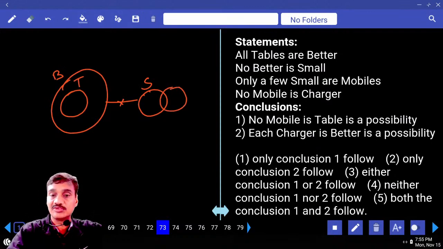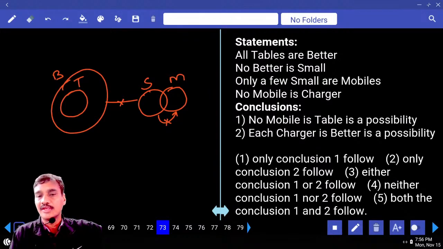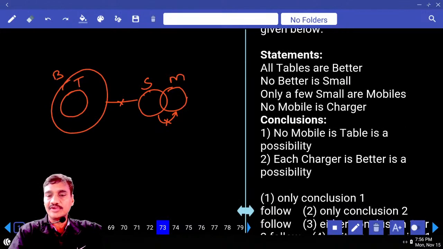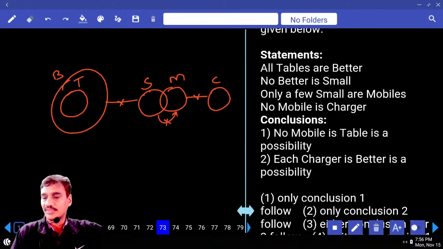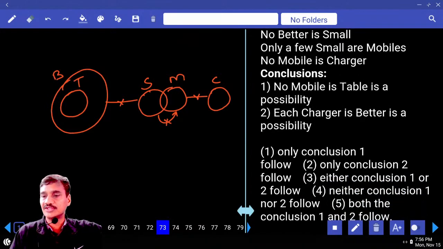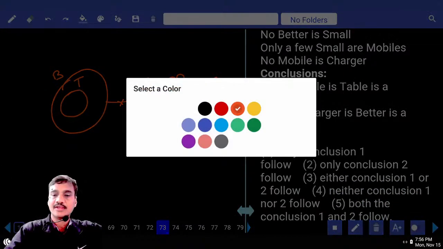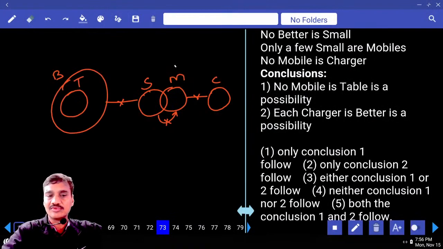Konni small maatrame mobiles, anni kaadu ani annaru. Hence only few, that means some small are mobiles but not all. And no mobile is a charger. No intersection between mobile and a charger. This is what the basic diagram we have. Then according to this one, no mobile is table is a possibility annadu. No mobile is table. Mobile ekkada undi, table ekkada undi. Avuna kada? Hence it is true.